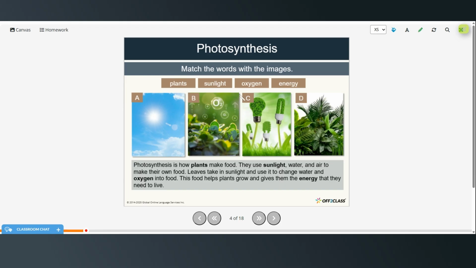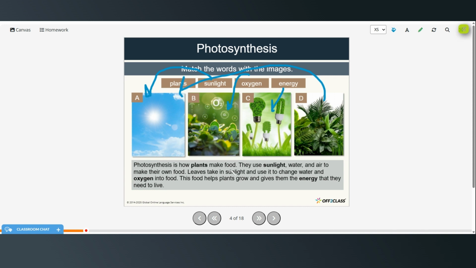Okay, so A would be sunlight, B would be oxygen, C would be energy, and D, plants.